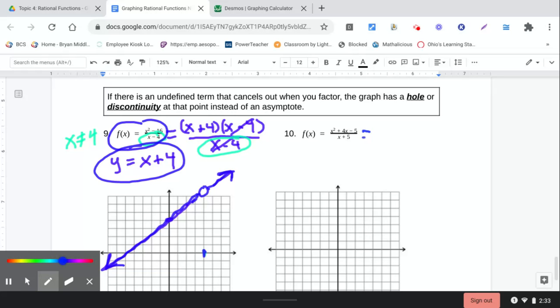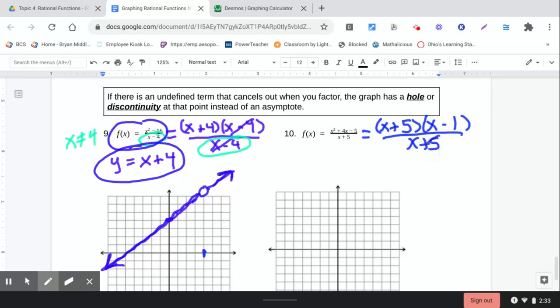Again, the first thing that we want to do is factor that. So let's see. These are going to have opposite signs. We need them to multiply to 5 and add up to 4. So 5 and negative 1. And this is great because that cancels out. So our function is just y equals x minus 1.